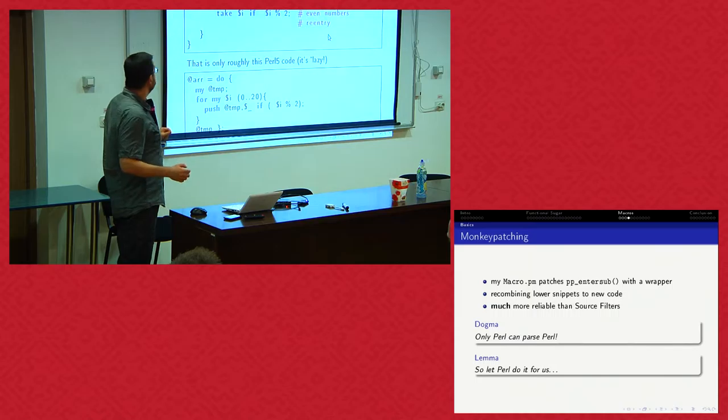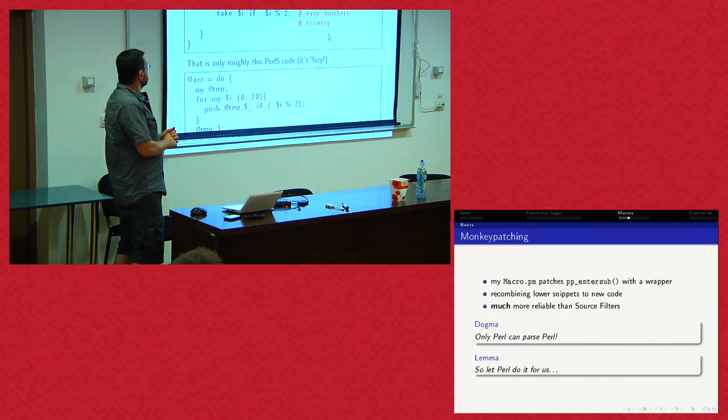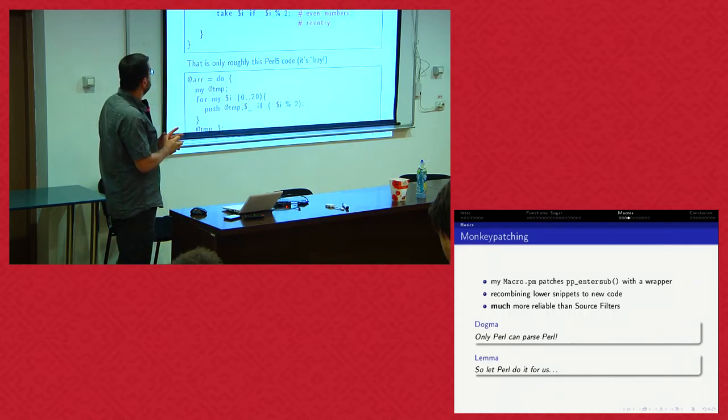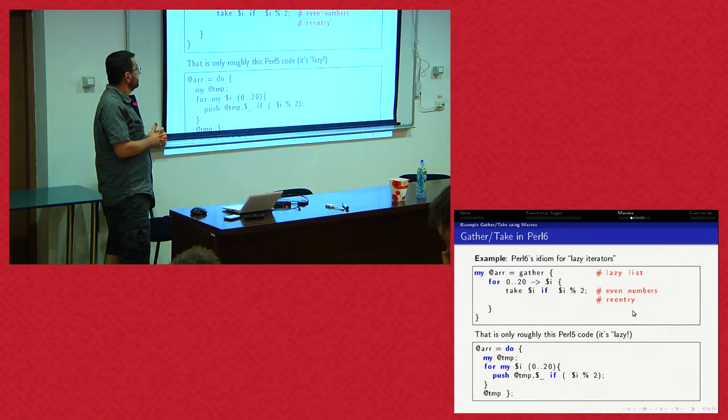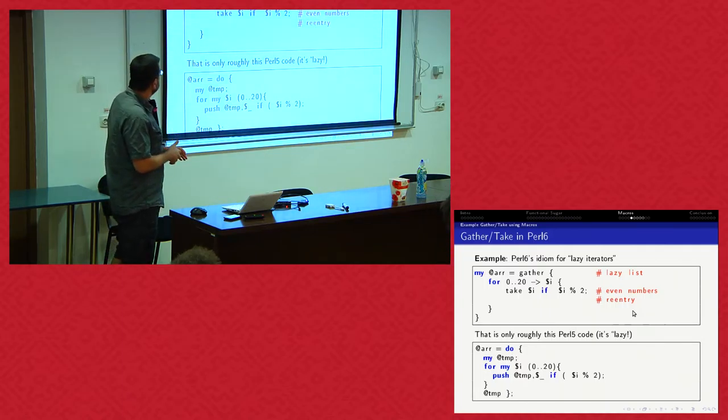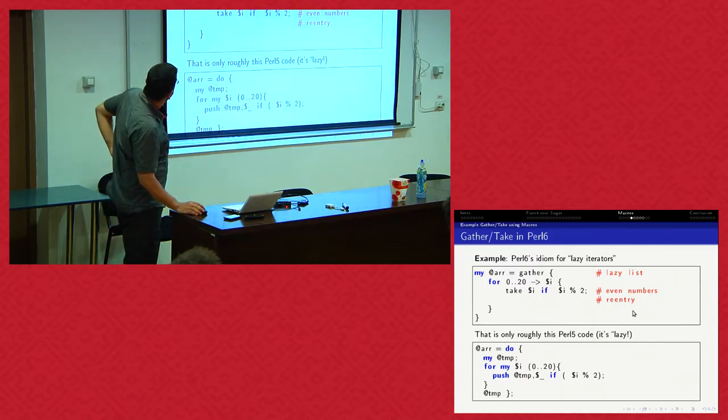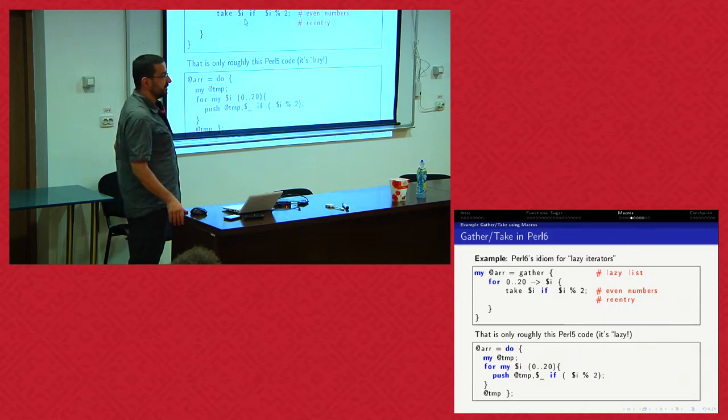Let's have an example. This will take a little while. We have in Perl 6 an idiom called gather-take. Gather-take returns a lazy list, and we say for the elements from 0 to 20, we want all even numbers. We say take $i. We were talking about lazy iterators. What does it mean?